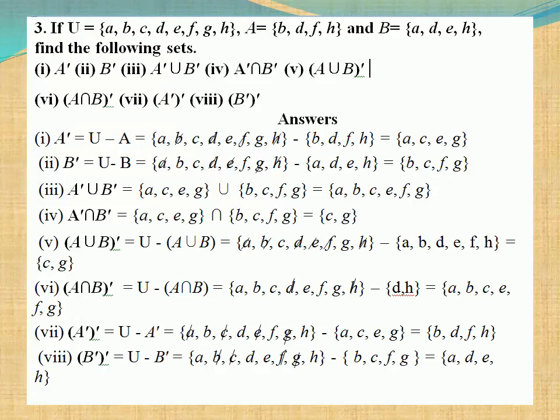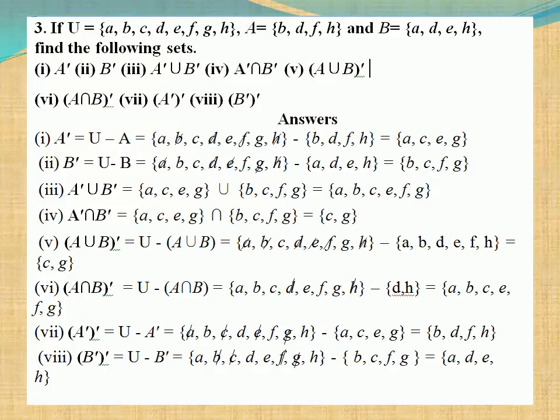Okay. Next, A dash union B dash. Already we have A dash, the set you can take and write A, C, E, G. And B dash is B, C, F, G. Now you have to write the union of these two sets. That is A, B, C, E, F, G. A dash intersection B dash, common elements of A dash and B dash. What are the common elements here? C and G.